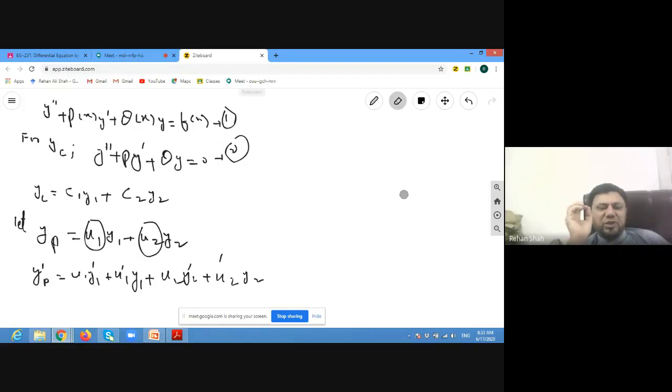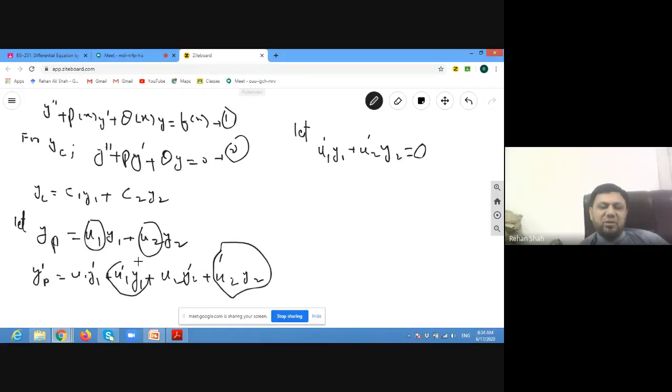There are two unknown functions, u1 and u2. So I am taking: let u1 dash y1 plus u2 dash y2 be equal to 0. Let this be equal to 0. The addition of this term and this term is 0.